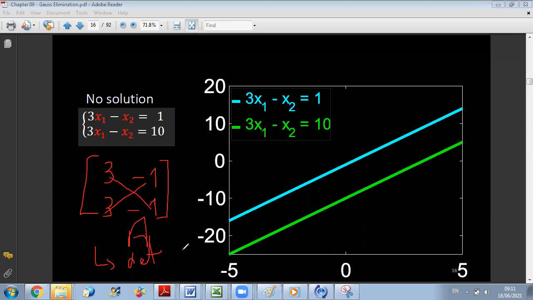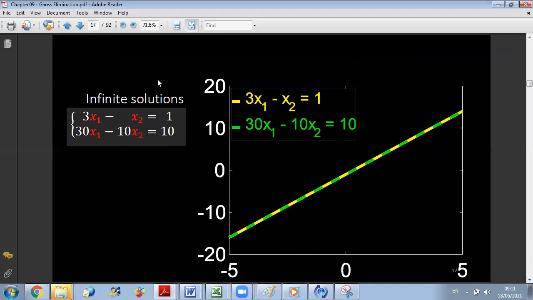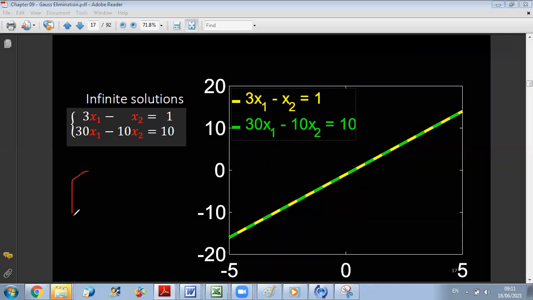So when you have a determinant of 0, one possibility is to have no solution. And the second possibility is to have infinite solutions, because here also you will get the same A. Here, the determinant is also 0, because if you put your matrix A, it's 3, 3, 0, and minus 1, minus 1, 0. So now if you do 3 times minus 10 minus 30 times minus 1, also here the determinant will be 0. So a determinant of 0 in general means we have infinite solutions or no solution.